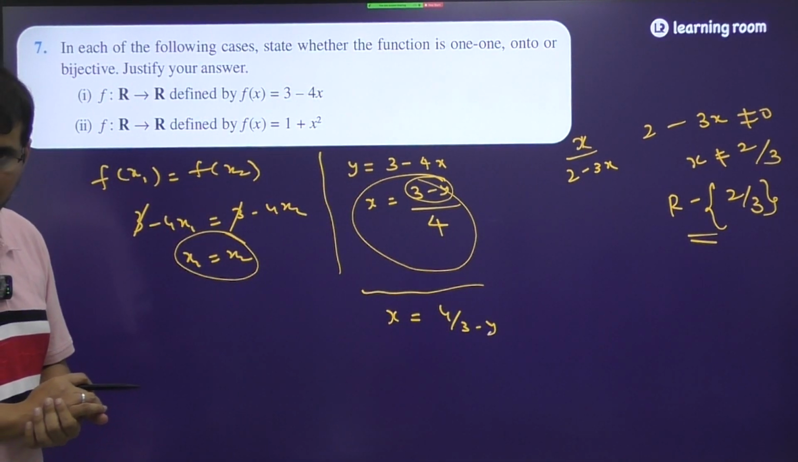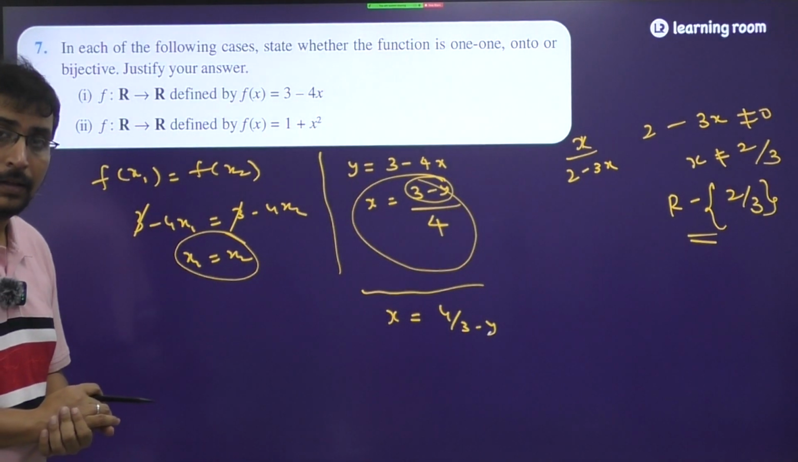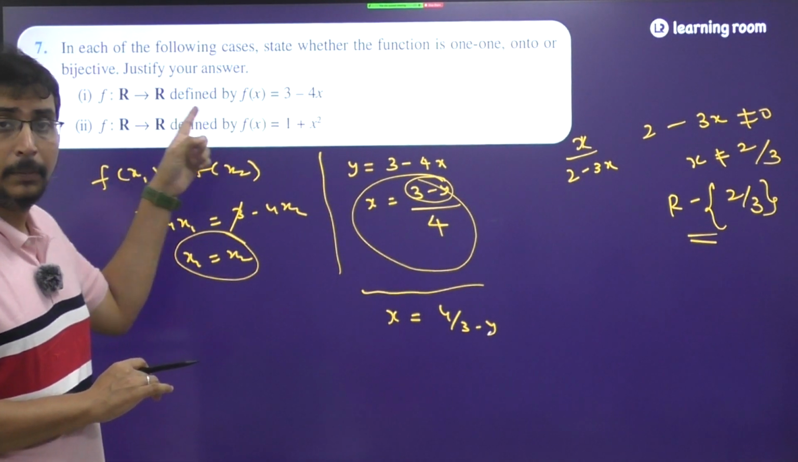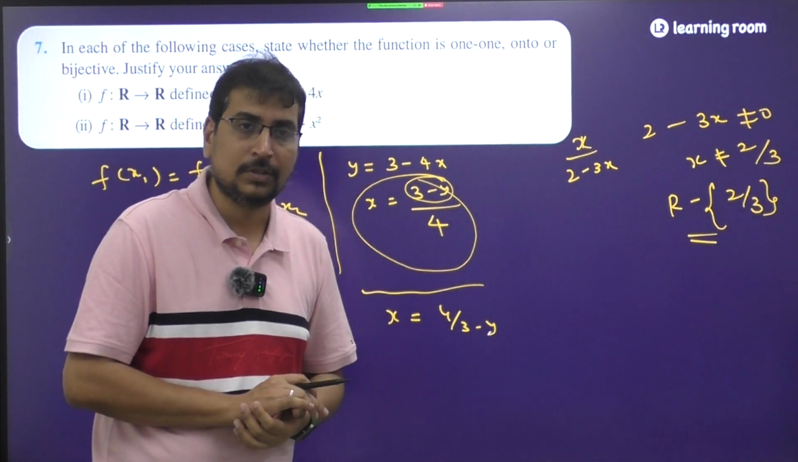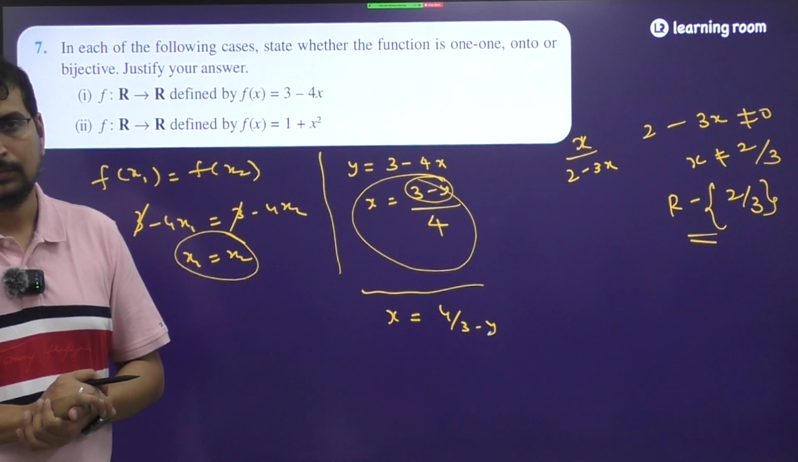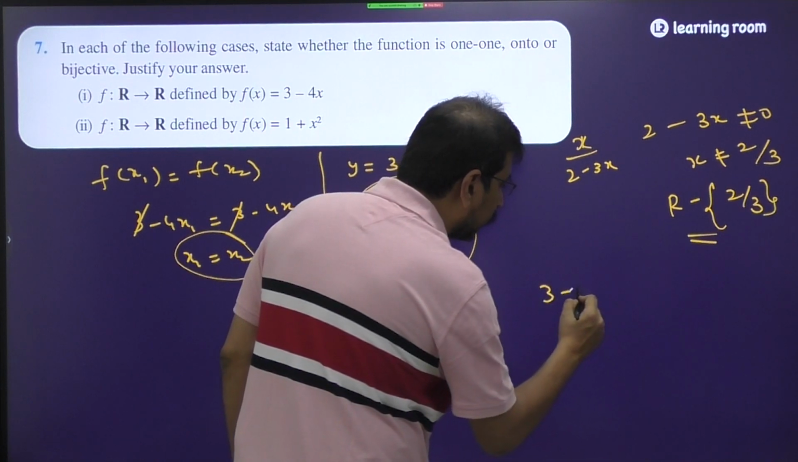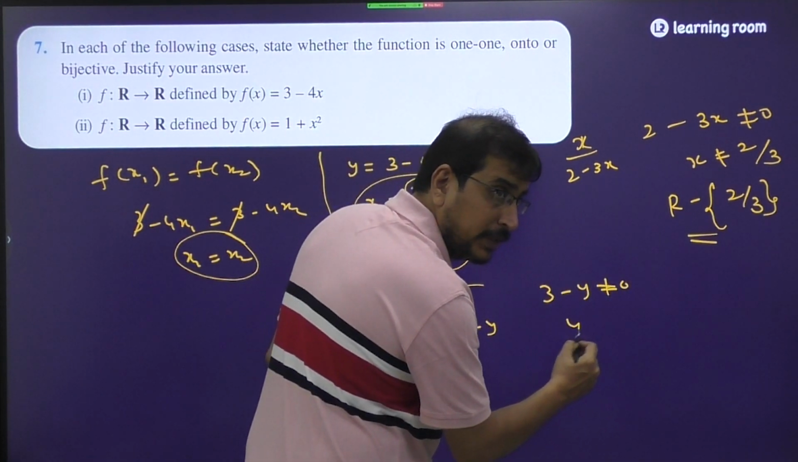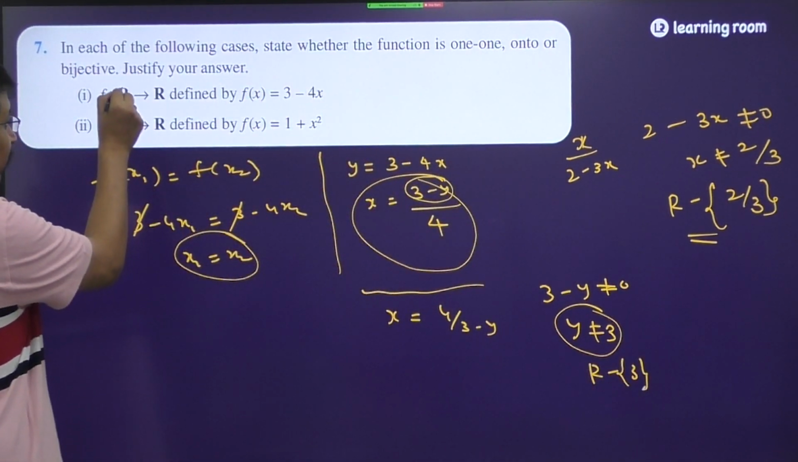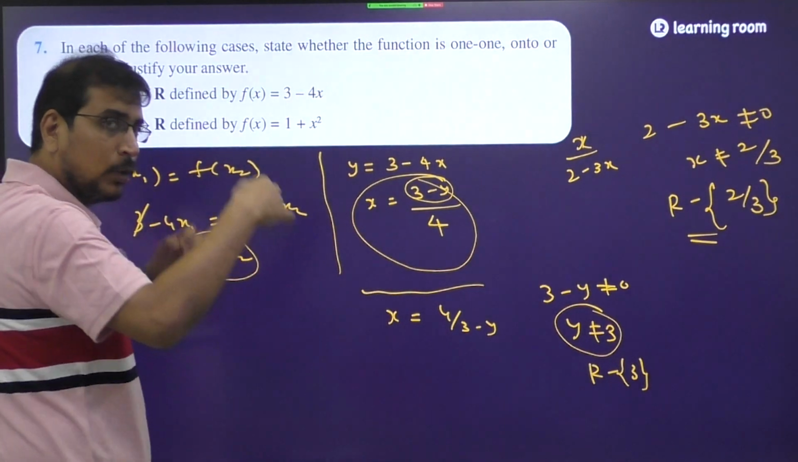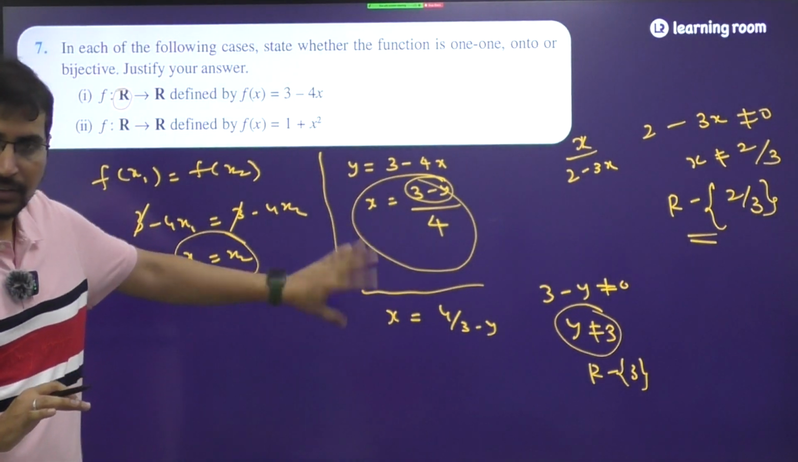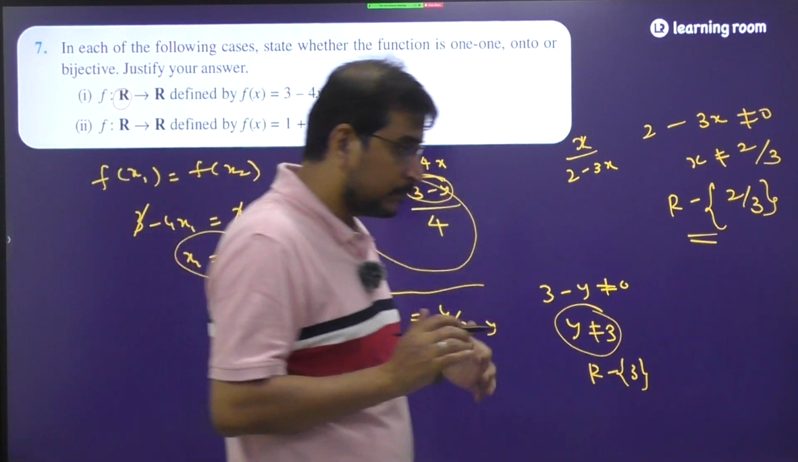Will it be an onto function? Why? Because what is the codomain set? Real numbers, but which element from the codomain set will not have a pre-image? 3 will not have, because 3 minus y should not be equal to 0. y should not be equal to 3, meaning R minus {3}. The meaning of it is, whatever real number you keep plugging into it, you will get all the real numbers except 3. So the codomain is not exhausted, hence it will not be an onto function. Are you able to understand the difference? It's a minor point, but concentrate on it.